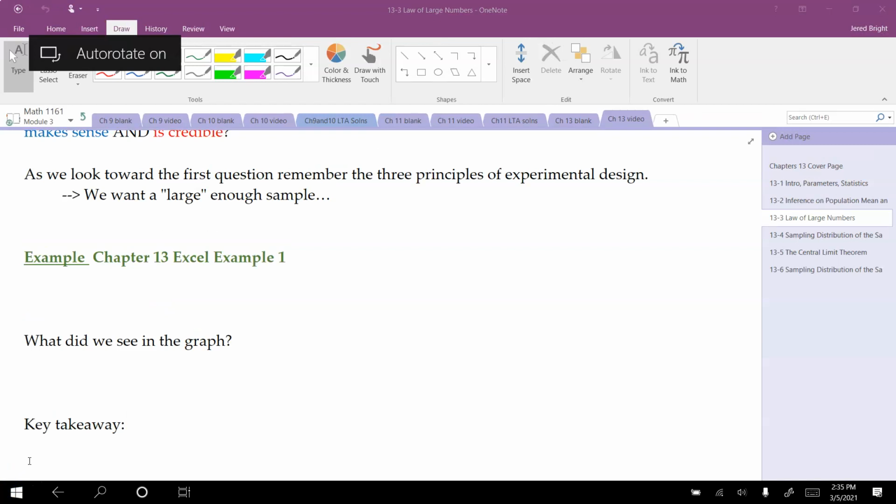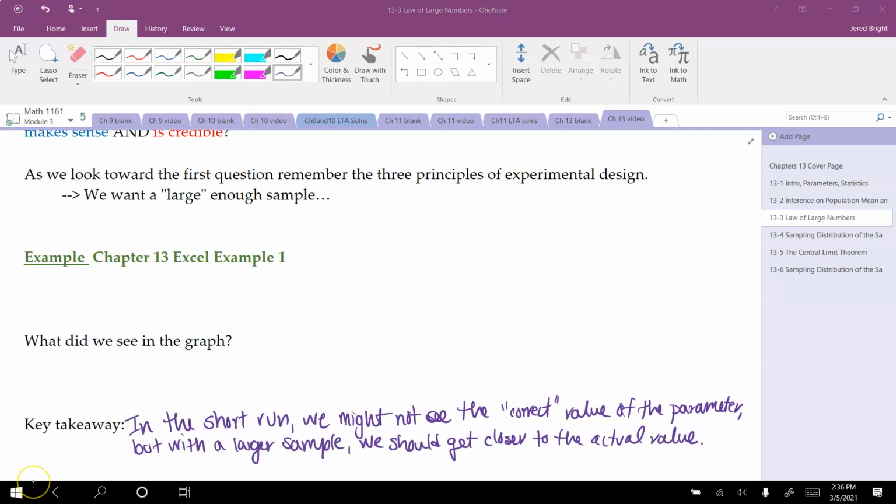And that is that we don't see the proportion, or in this case, the proportion that we expect. We don't see the parameter that we expect in the short term, but as we take more and more samples, it should get closer to what we expect. Okay, so I'll just capture that here. And so I've captured that idea here.